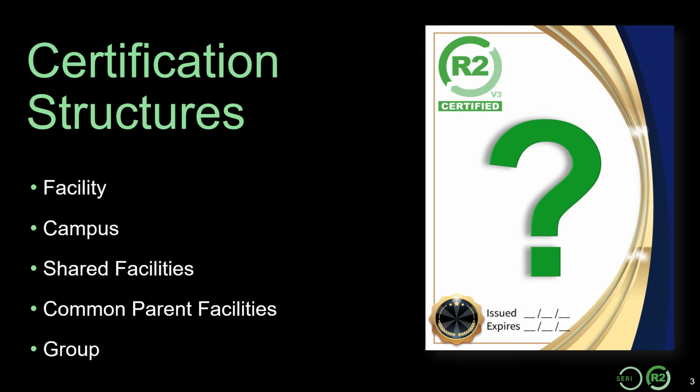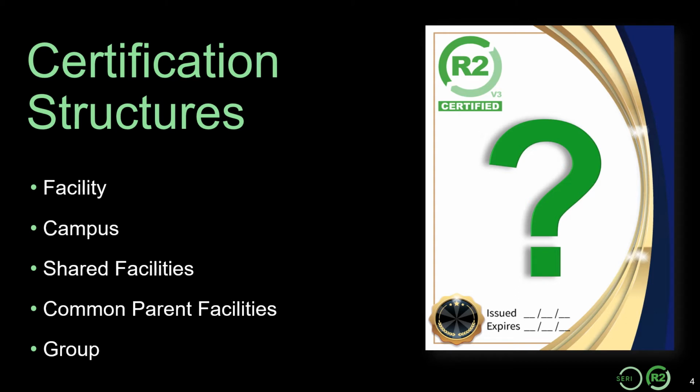Shared facilities applies to different companies operating recycling operations independently within the same location. Each company will be independently audited and certified. Common parent facilities applies to multiple legal entities, each wholly owned by the same parent company. All the legal entities operate under the same management system, and therefore one audit covers all activities and scope of operations. The CB will issue one certificate that lists each of the legal entities. Multiple certificates will not be issued.